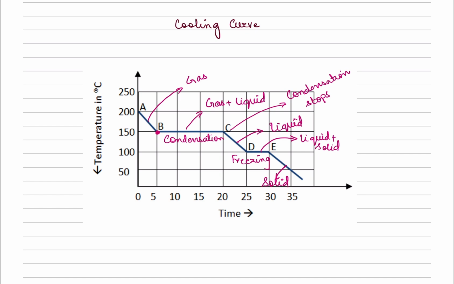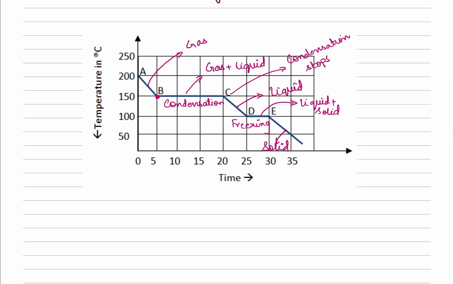Now, this is some cooling curve of a gas. And if they ask you what is the condensation point, condensation point in other words is also known as boiling point, because boiling point and the condensation point are absolutely the same. Boiling point is from the perspective of a liquid, condensation point is from the perspective of a gas. But the boiling point or the condensation point of this substance will be the same, which is 150 degrees Celsius.